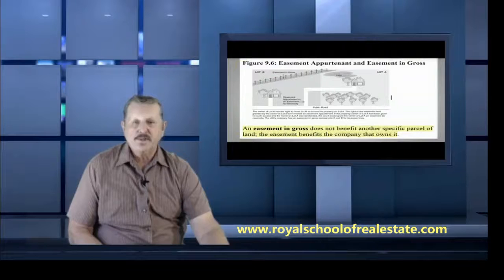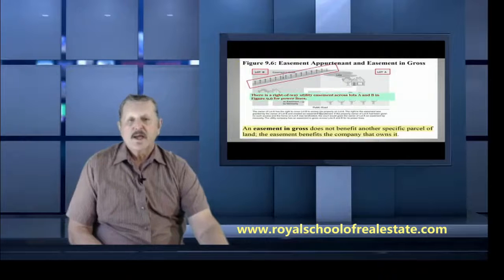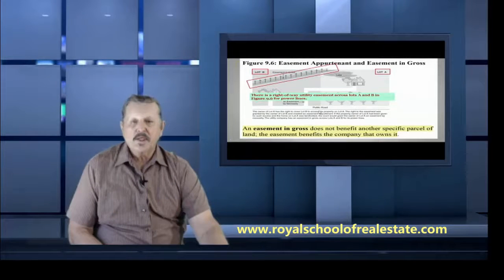So back to the picture. You see the easement in gross as the electric lines go across the back of this property and across the corner of Lot A. You see the easement in gross, and then you see Lot A and Lot B. There is a right-of-way utility easement across Lot A and B in the figure for the power lines.